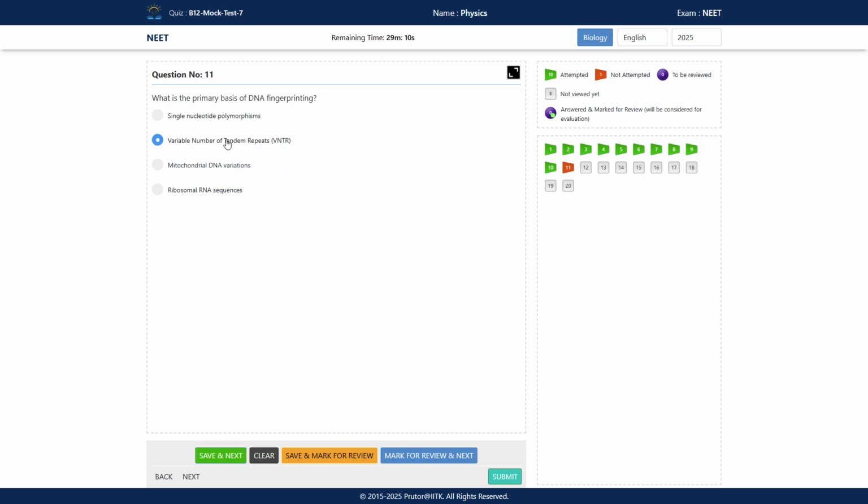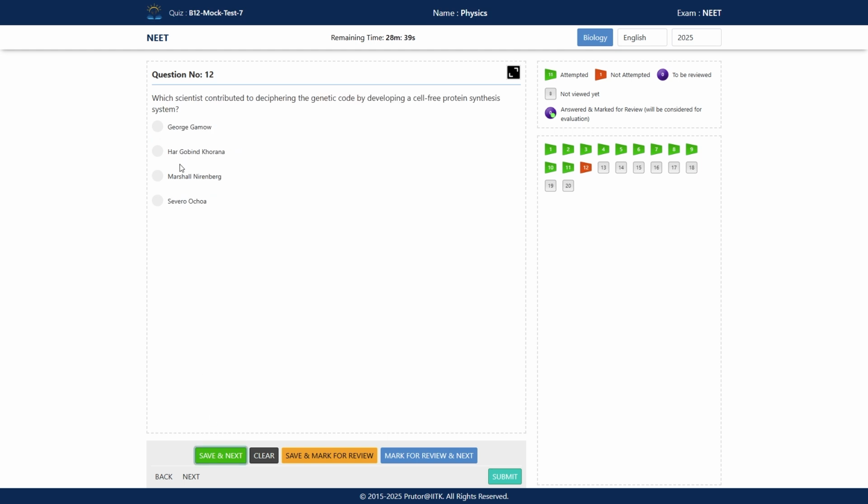Okay, option number B will be the correct answer here. Variable number of tandem repeats, which is VNTR. Okay, so certain sequences are repeated, and these sequences are adjacent to each other. Clear? Now the copy number of these repeats is different in different organisms. Okay, this is the basis of DNA fingerprinting. VNTRs are basically repetitive DNA sequences.